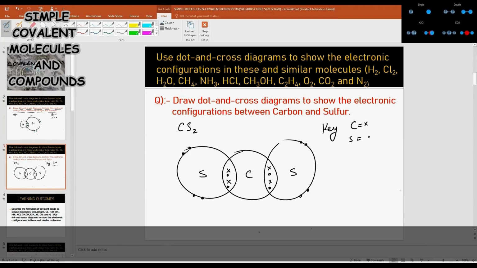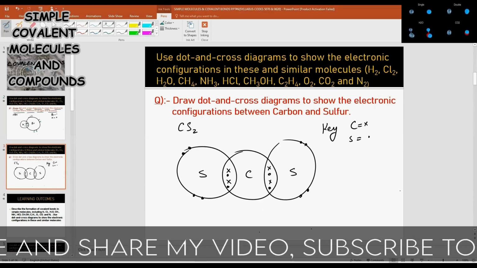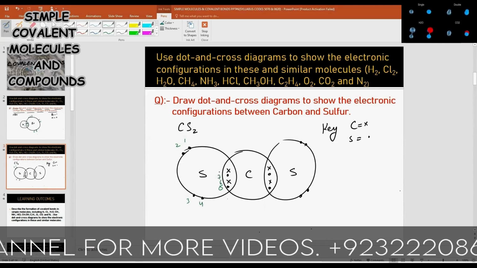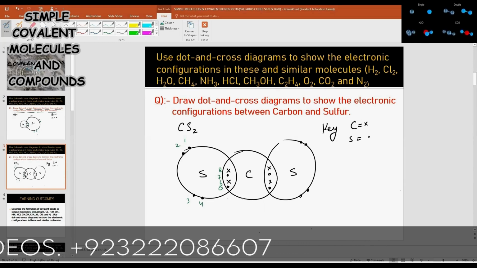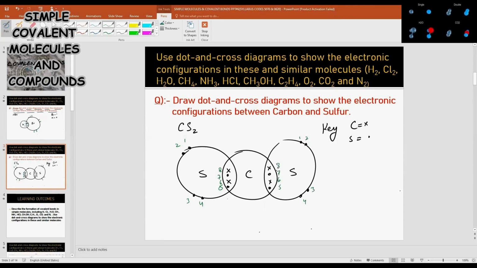If you count the total number of electrons in each circle, it will be 8, which tells that all these 3 have completed their valence shell. 1, 2, 3, 4, 5, 6, 7, 8. This one is for the sulfur. The next sulfur, 1, 2, 3, 4, 5, 6, 7, 8. Now let's count the electrons for carbon: 1, 2, 3, 4, 5, 6, 7, 8. So all these three have completed their valence shell.